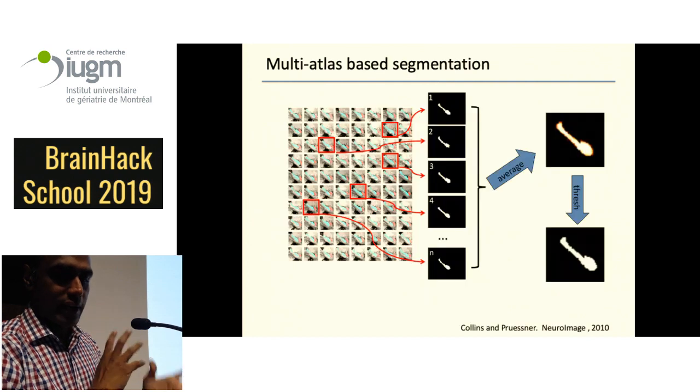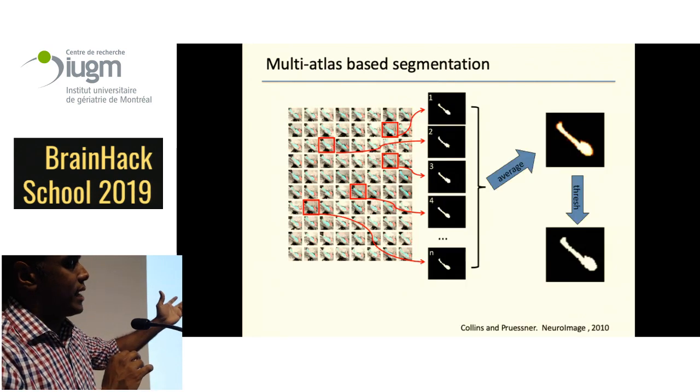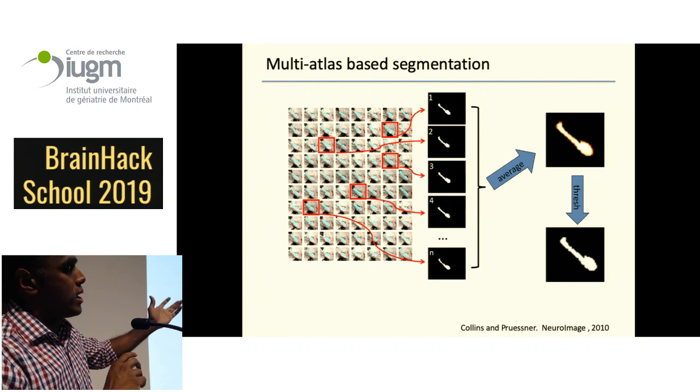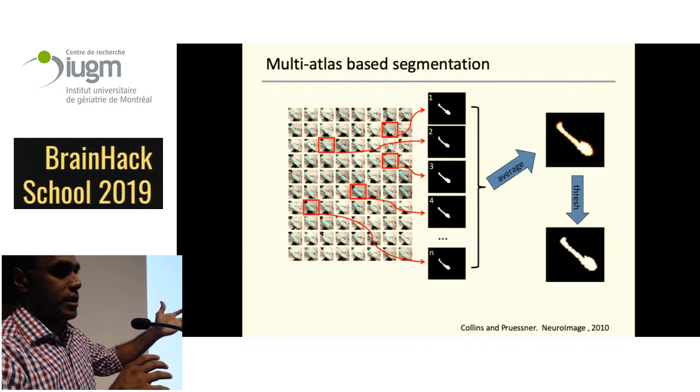So here's an example of that classical image segmentation algorithm where you have 30 or 80 of these atlases, and then basically in this particular implementation, the algorithm picks, I think, the 20 hippocampi that are closest to the hippocampus that you're interested in.